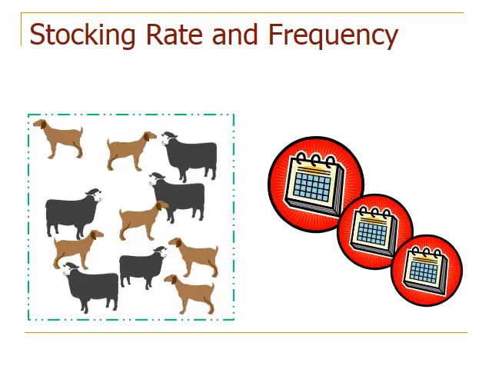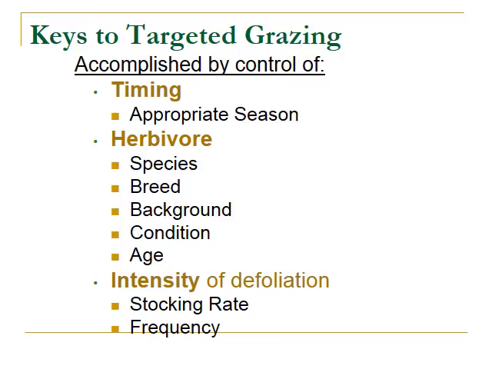This is the bread and butter of the targeted grazer. They're the ones that know how to do this. Okay, back to my graph. Timing, herbivore, intensity of defoliation, all very important features in targeted grazing. Now I'm just going to give you some examples.